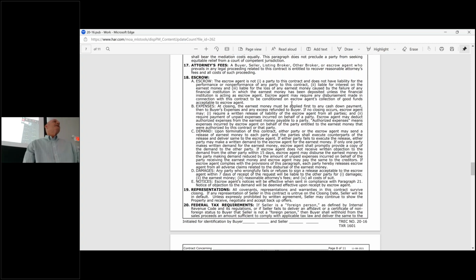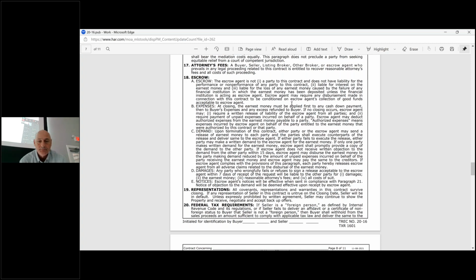Okay, so they'll say the seller's the non-defaulting party. They want to claim the earnest money. The buyer says, I ain't signing it. Okay. Does the seller have any options? Yes, they can send a written demand to the title company and say, I'm the non-defaulting party. I have a right to this money. Release it to me. That's a demand.